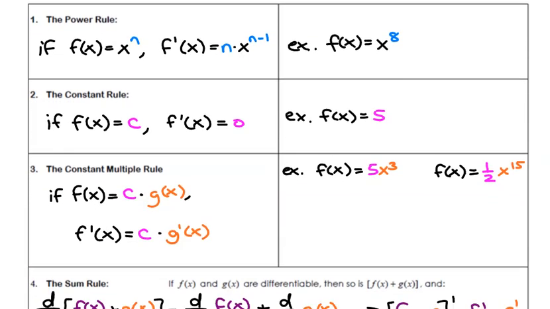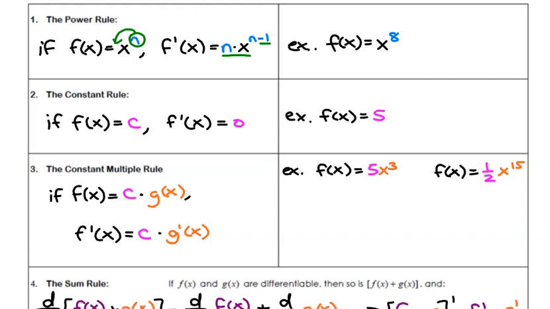If you have a function that equals something with a power, what you can do is take the derivative, and all you do is take that power and bring it down, and it becomes a coefficient that is multiplying that x now. Then your new power is going to be your exponent subtract 1. So it's going to be 1 less than whatever you had before.